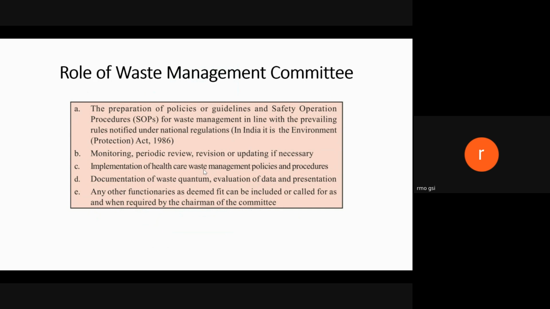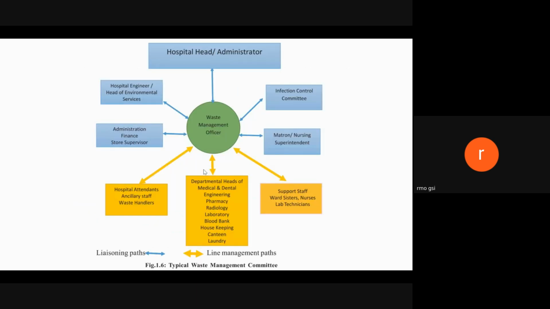Prepare the SOP as per the guideline, monitor, and review periodically, of course, to look at the implementation and outcome. If required, revise and update. Implement healthcare waste management policies and procedures. Documentation in the form of quantum, quality, evaluation of the data, and presentation. Any other functions that are deemed fit can be included or called for as and when required by the chairman of the committee. So again, I'll not go into detail.